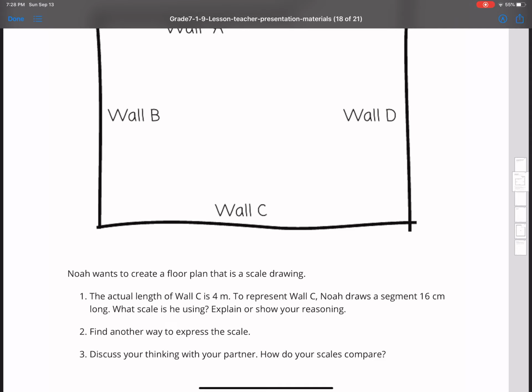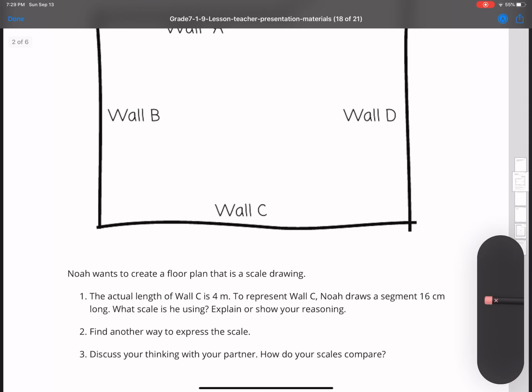Number 1, the actual length of wall C is 4 meters. To represent wall C, Noah draws a segment 16 centimeters long. What scale is he using? Explain or show your reasoning.